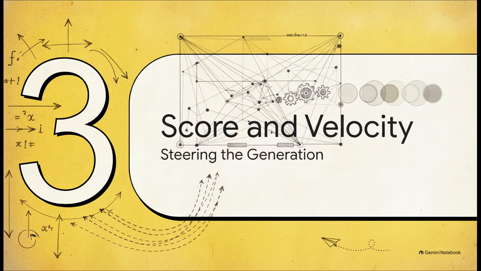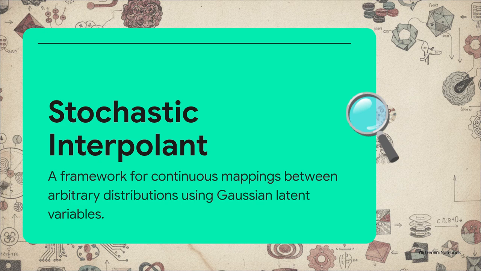Section 3. Score, velocity, and interpolation. This is how we steer the generation. To unify all these ideas, researchers formalize something called the stochastic interpolant. Think of this as a sort of overarching framework for constructing continuous mappings between arbitrary distributions. It defines a smooth interpolation path, but here's the kicker. It combines that path with a Gaussian latent variable, where a carefully tuned diffusion coefficient controls exactly how much noise is injected along the way. This unified framework gives engineers immense design flexibility. You can tune exactly how the model travels from point A to point B.